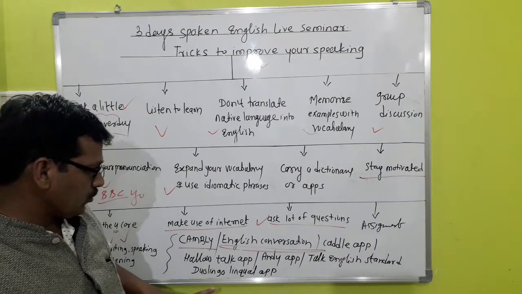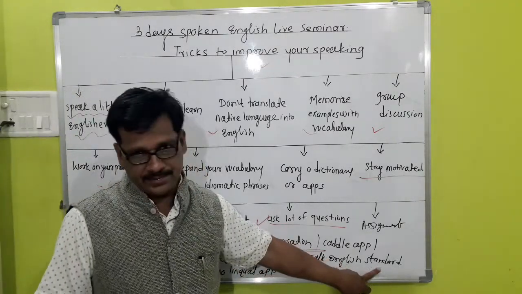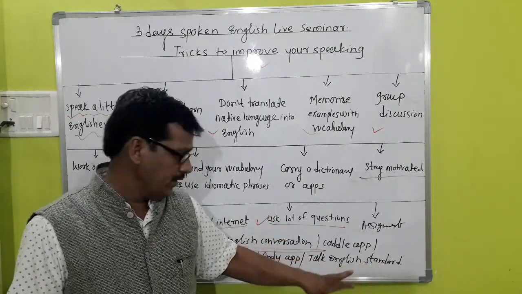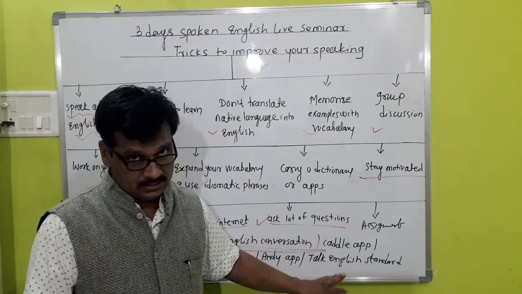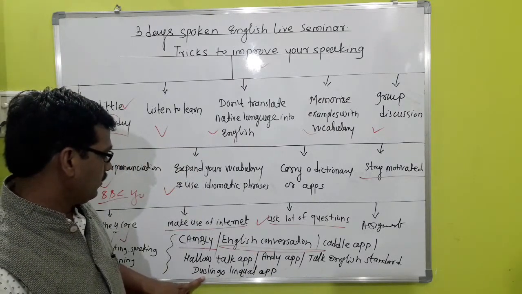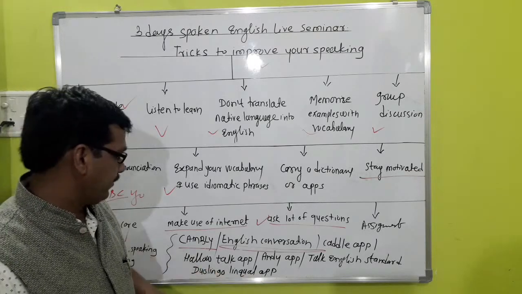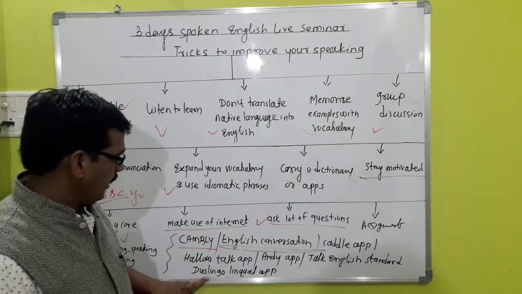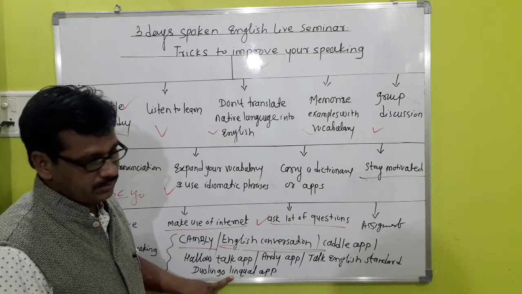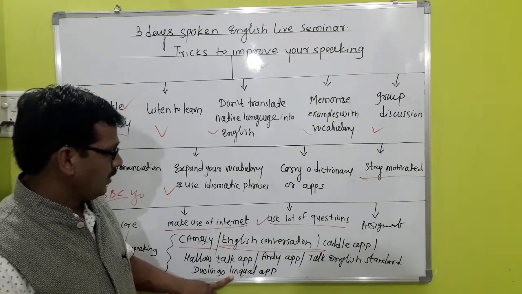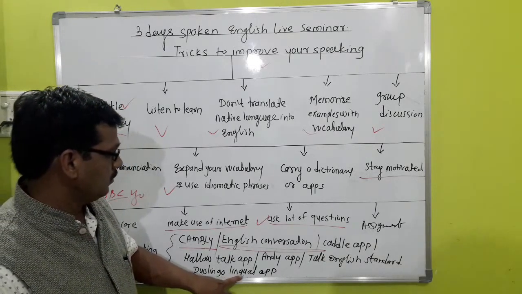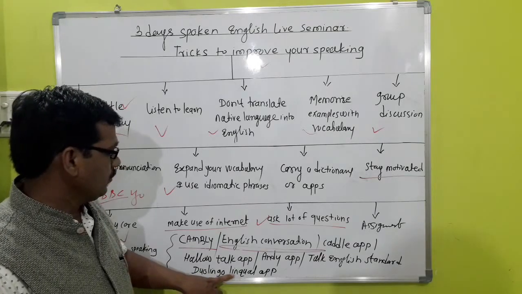Then going to the next, the Talk English Standard app. This app is also very useful for new English learners. Okay, you should download it. Then the next most important app is Duolingo, DUOLINGO. This word is most important here because there are different types of share market apps and many other apps, but we have the very useful Duolingo app.